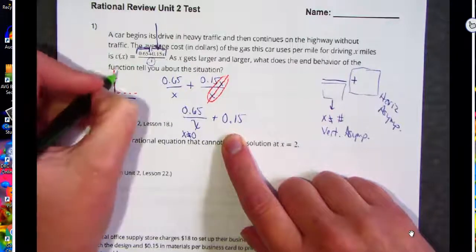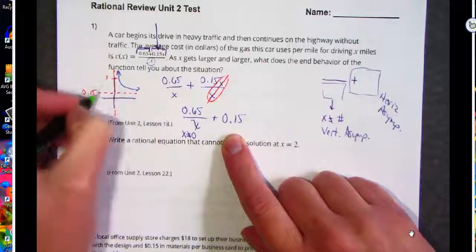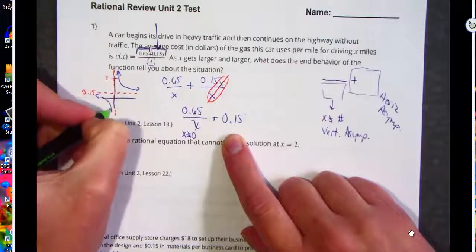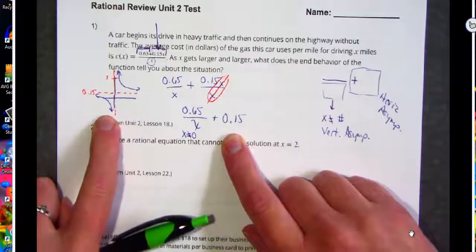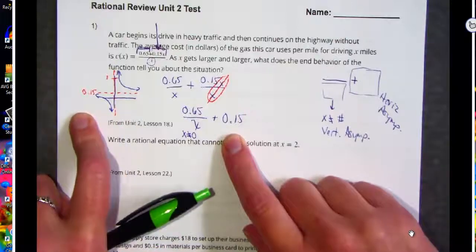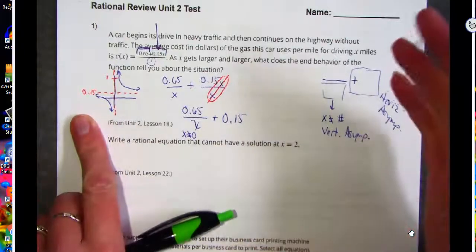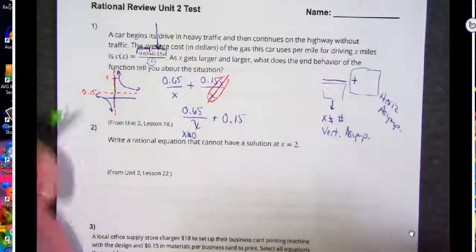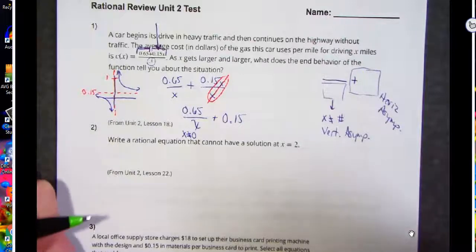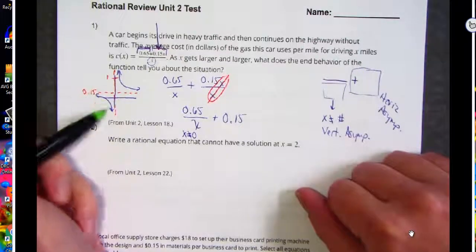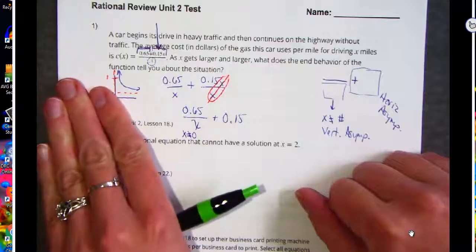And so our graph will look something like this. I know, though, it doesn't make sense to have negative miles that this car is driving. It's not like I'm going to make money by driving negative miles or something like that. So this part doesn't make much sense, but this part definitely does.